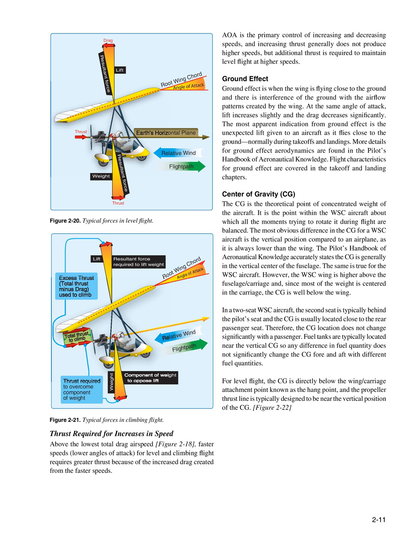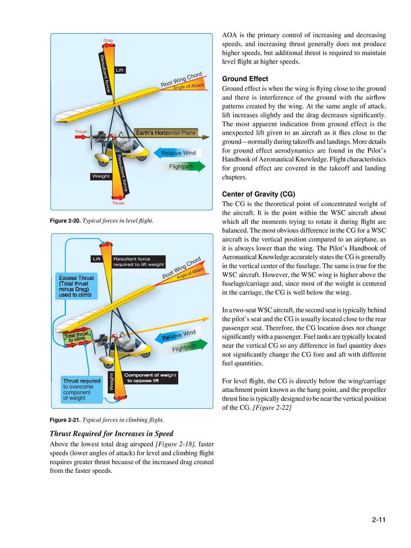Therefore, the CG location does not change significantly with the passenger. Fuel tanks are typically located near the vertical CG, so any difference in fuel quantity does not significantly change the CG fore and aft with different fuel quantities. For level flight, the CG is directly below the wing/carriage attachment point known as the hang point, and the propeller thrust line is typically designed to be near the vertical position of the CG.